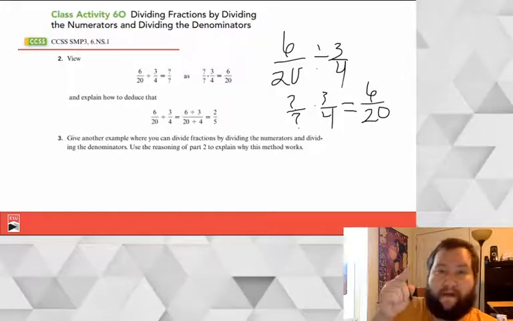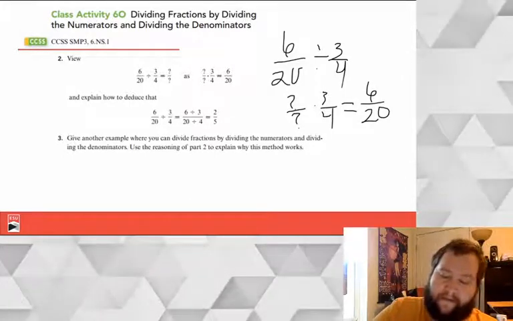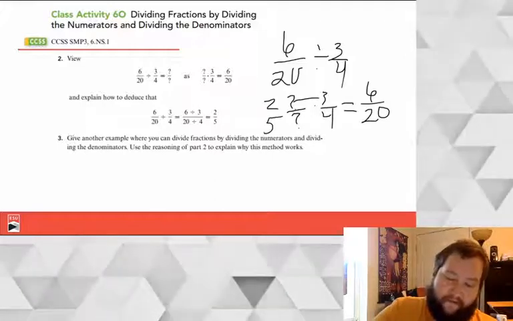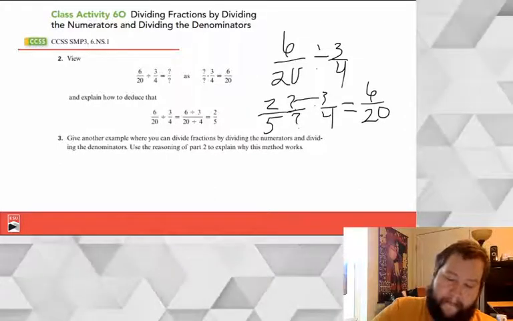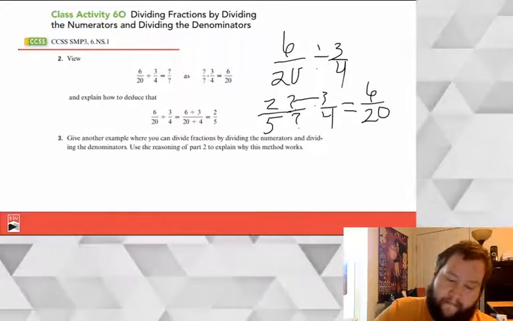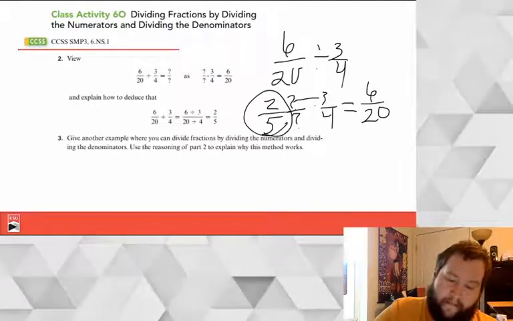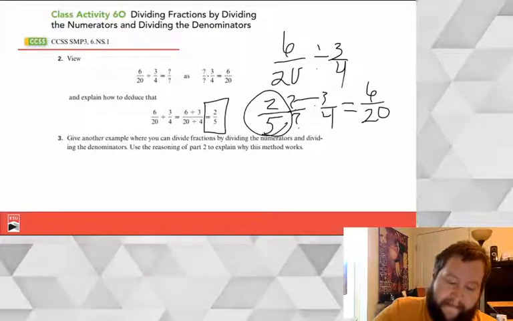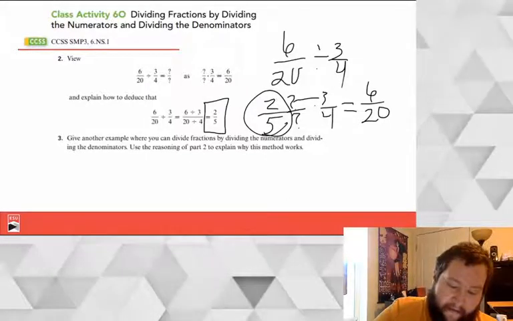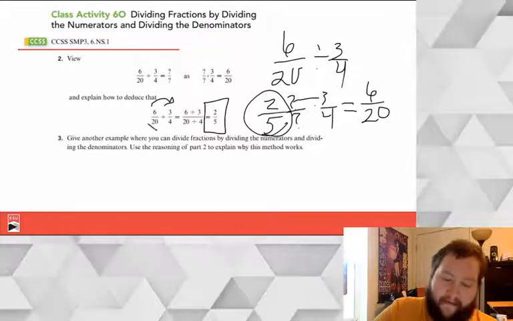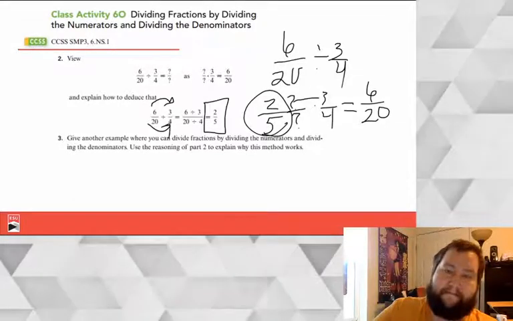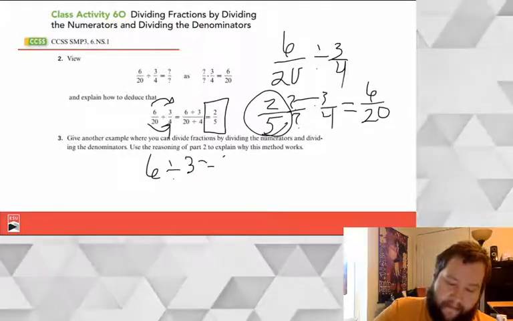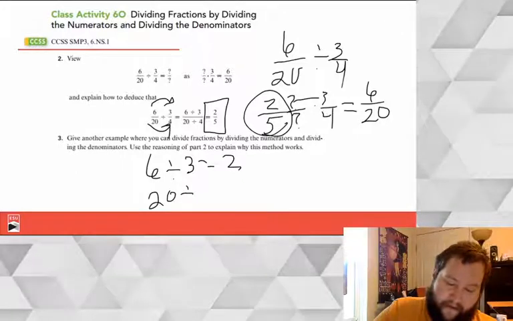Well, we know we can multiply across the numerator and the denominator. So what times 3 gives us 6? 2. What times 4 gives us 20? 5. We have 2/5. But notice, that's the same as numerator divided by numerator and denominator divided by denominator. Because 6 divided by 3 is 2, and 20 divided by 4 is 5.